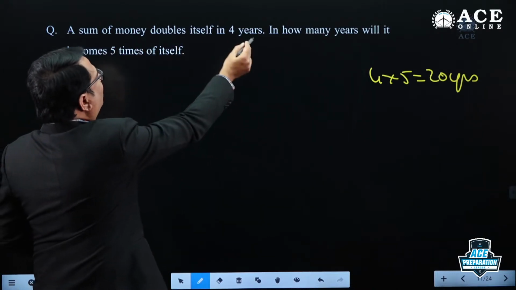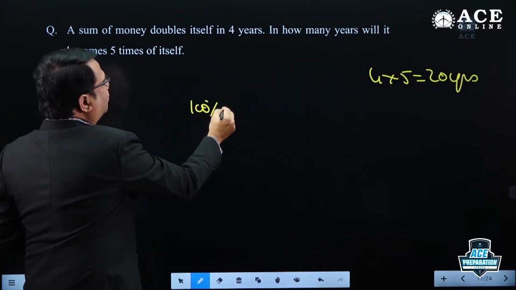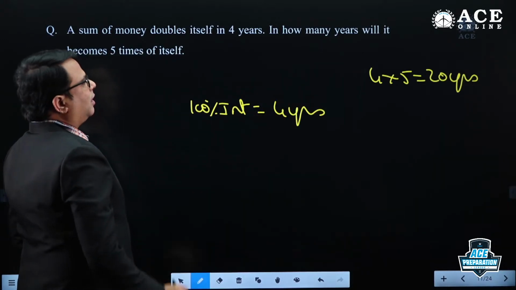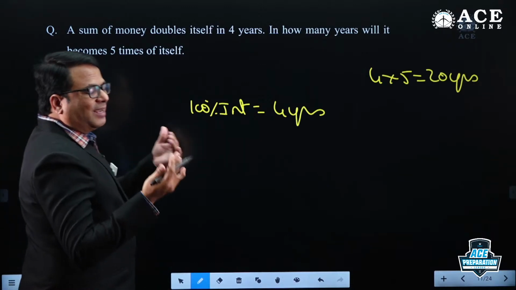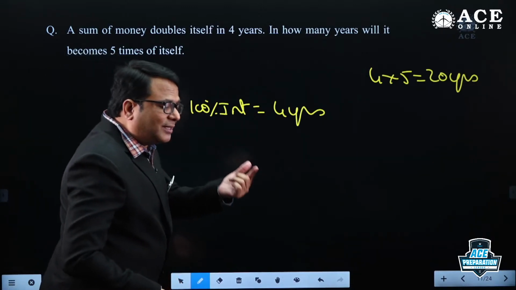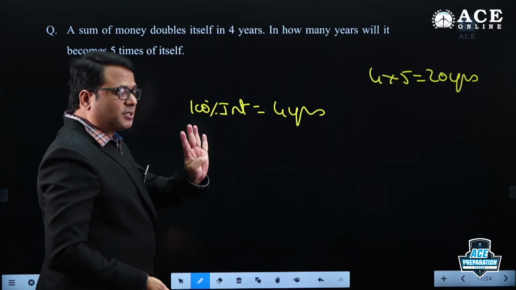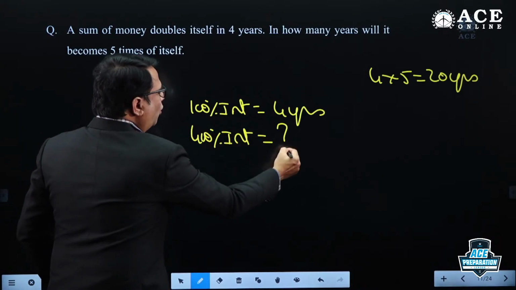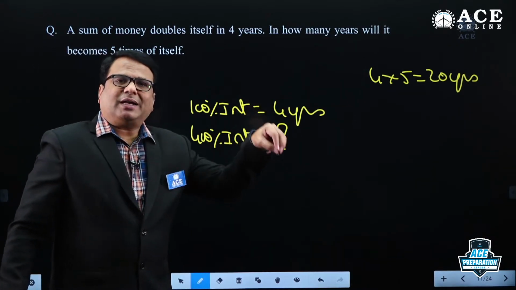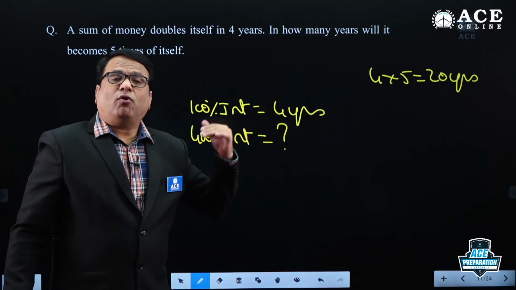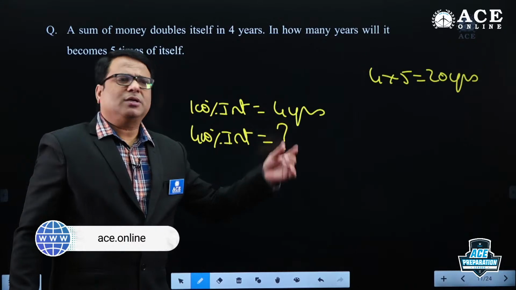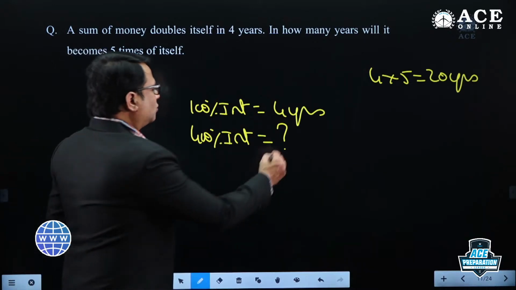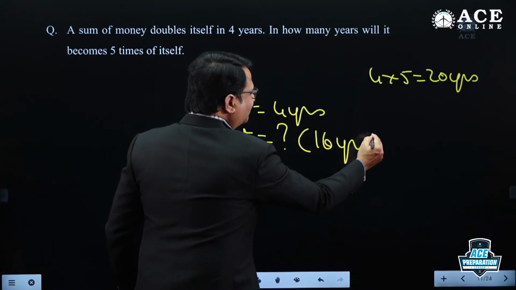So a sum doubles itself in 4 years. That means we get 100% interest in 4 years. Now, in how many years will the sum become 5 times of itself? When the sum becomes 5 times, interest will be 400%. When we get 100% interest in 4 years, 400% interest we get in how many years? Now, the left hand side is becoming 4 times, so the right hand side will also become 4 times. So, the answer would be 16 years.